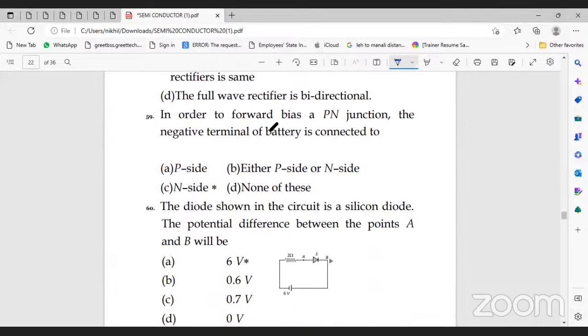In order to have a forward biased PN junction, the positive terminal should be connected to the P side. For forward bias, P type should be connected to the positive side, and N type must be connected to the negative side. So option C is the right answer.